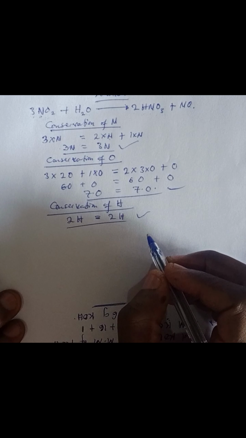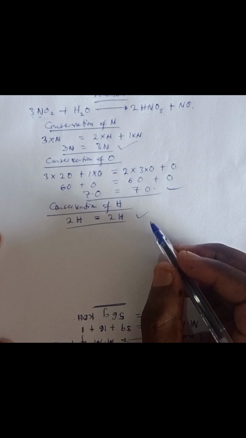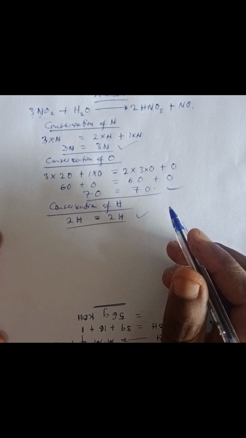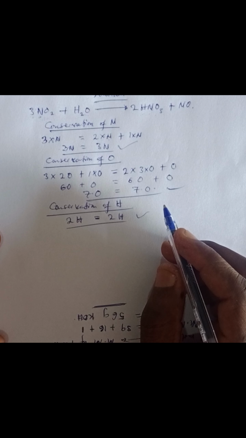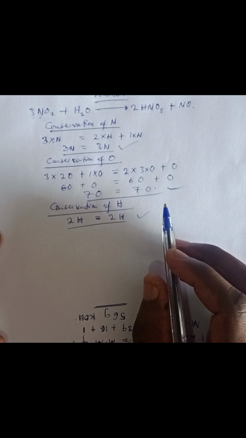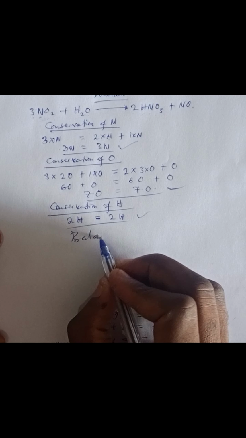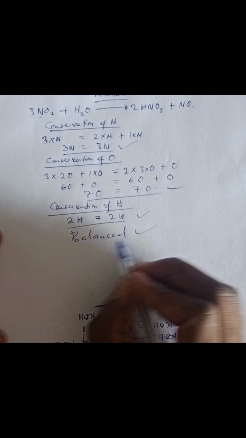So what does it mean? It means that since the number of atoms on the reactant side is the number of atoms on the product side, it means that the equation is balanced.